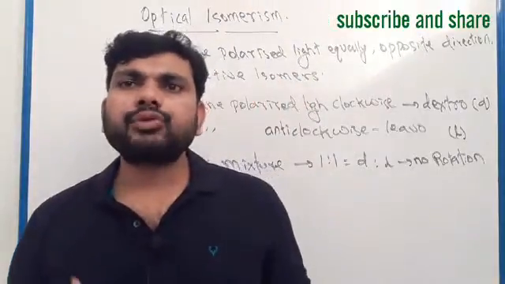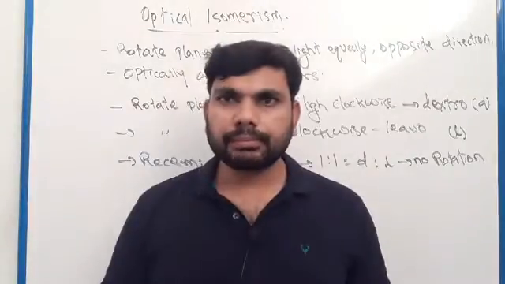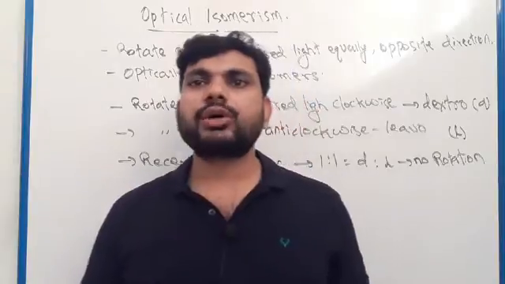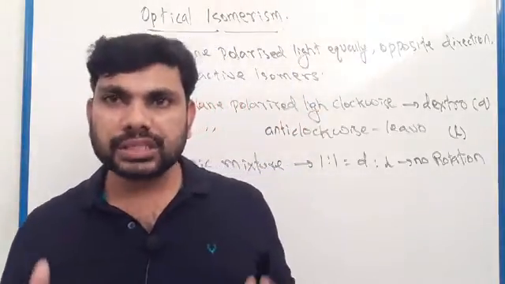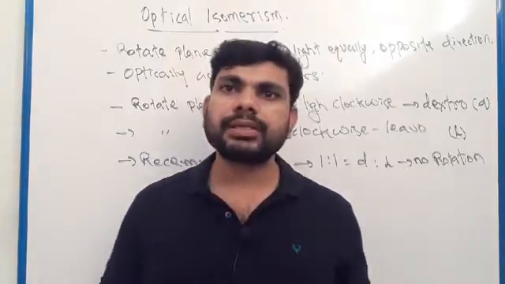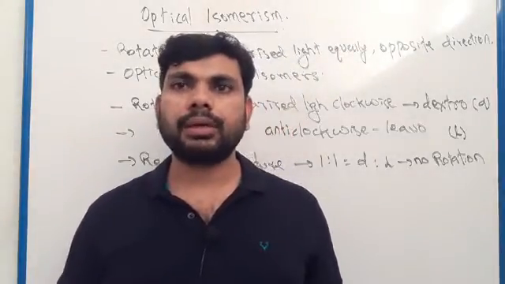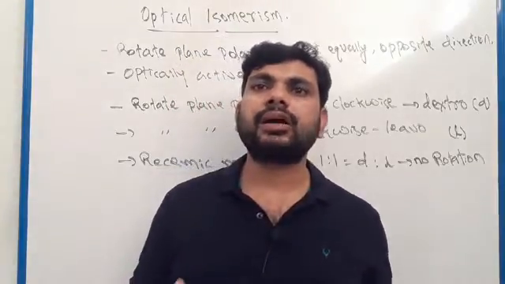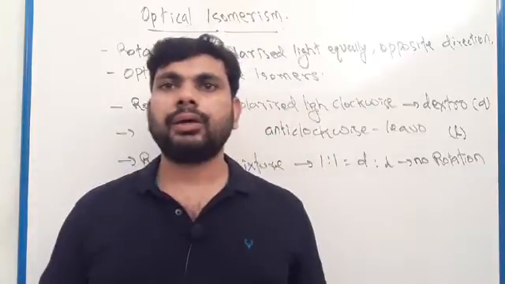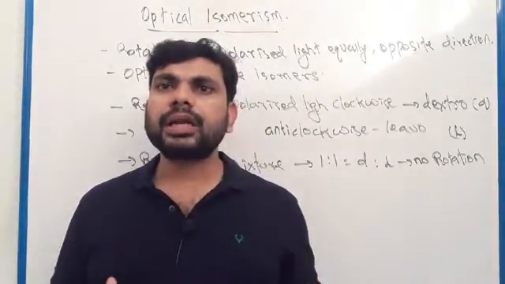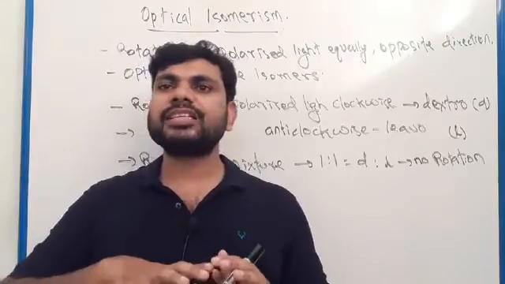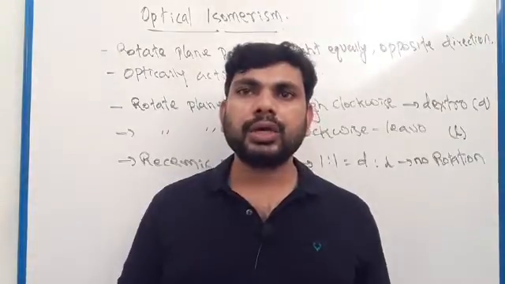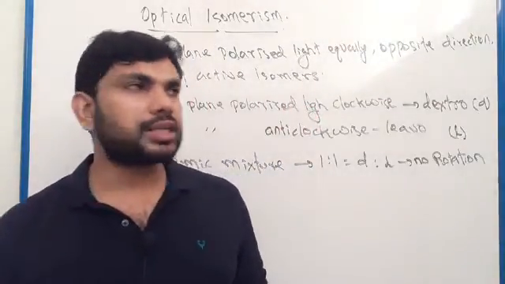Next we have to understand optical isomerism. We know stereoisomerism. There are two classifications of stereoisomerism: geometrical isomerism and optical isomerism. Geometrical isomerism we already discussed. Next we have to discuss optical isomerism. Both geometrical and optical isomers have different spatial arrangements but the same molecular formula. So let us discuss optical isomerism.